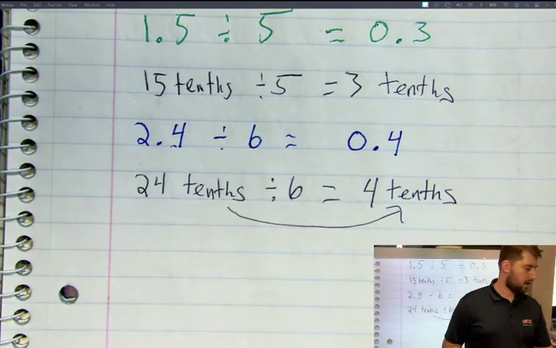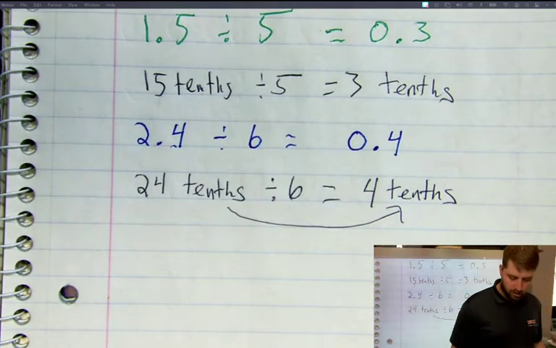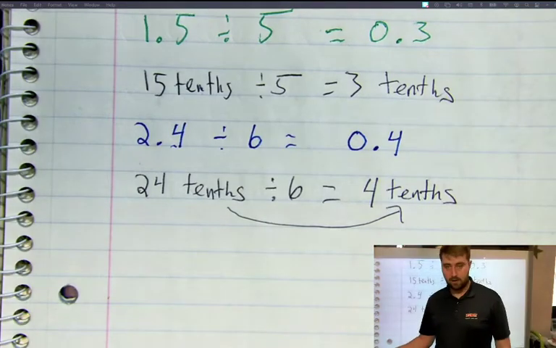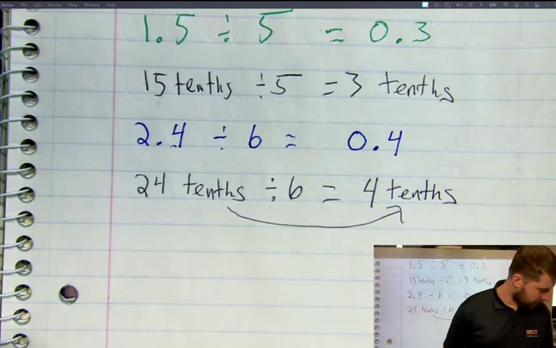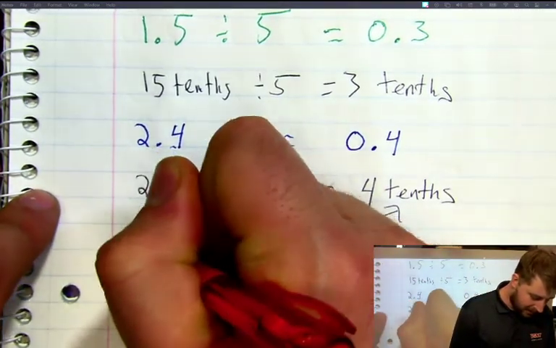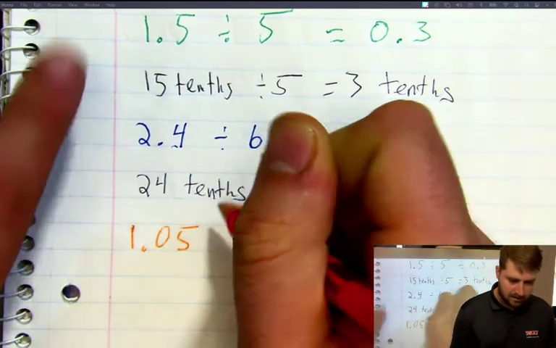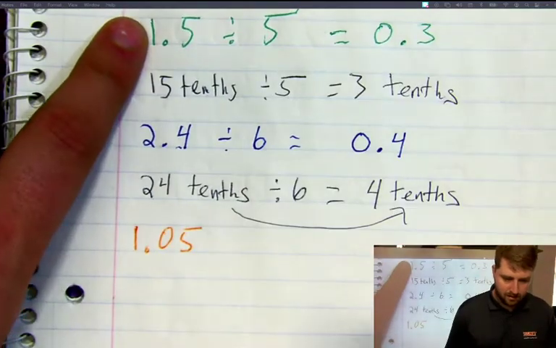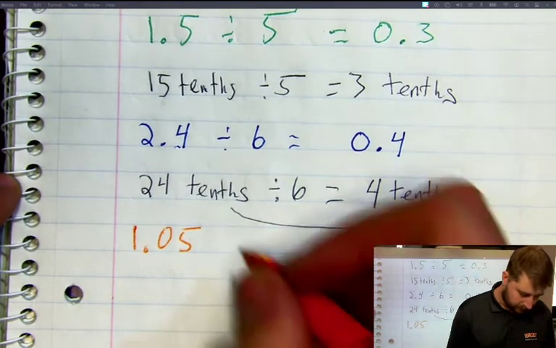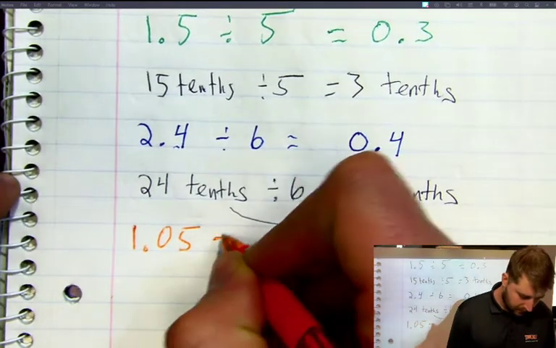Awesome. All right. Well, I hope you are ready for a tough one. What's that? You are? Awesome. Here we go. We are now going to do 1.05. Oh my goodness, that looks very similar to that number, but we are going to divide it by 5. But now there's a 0 here.